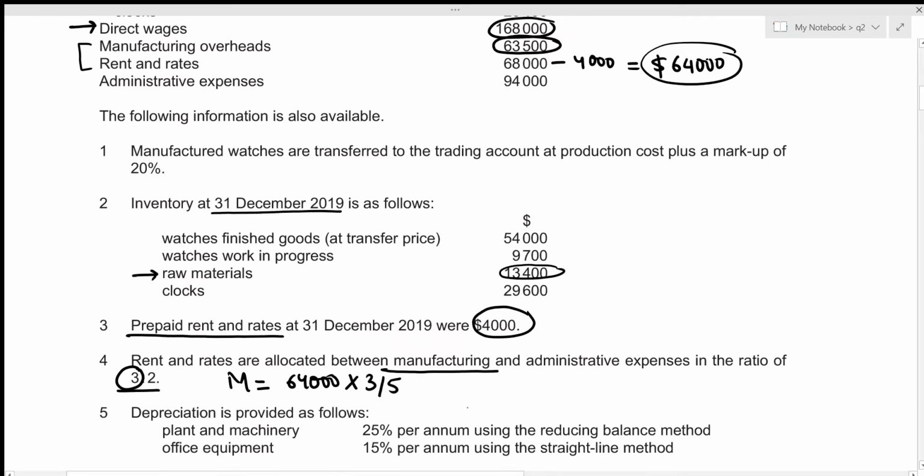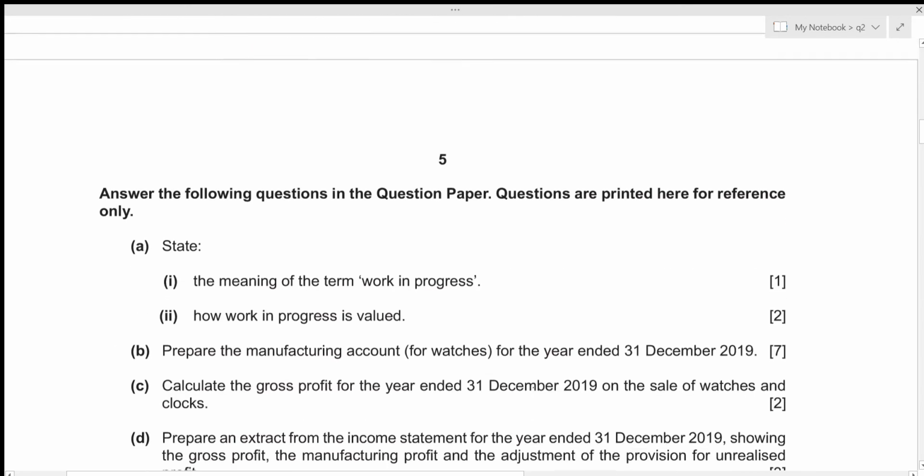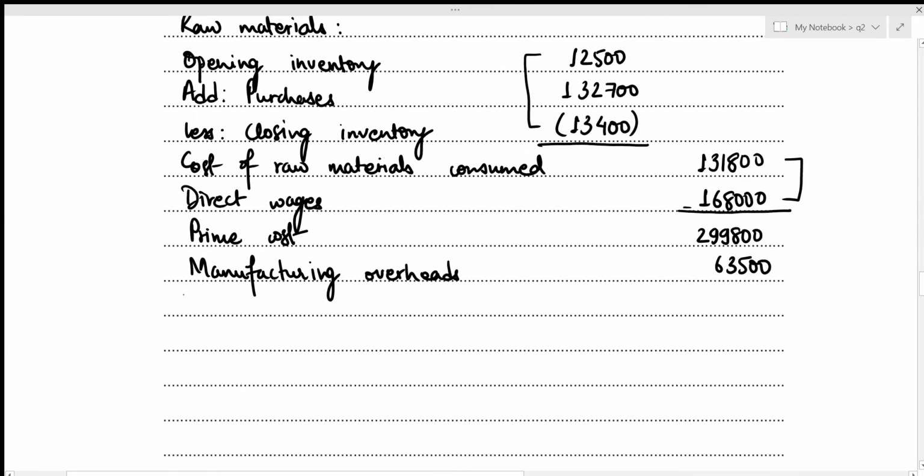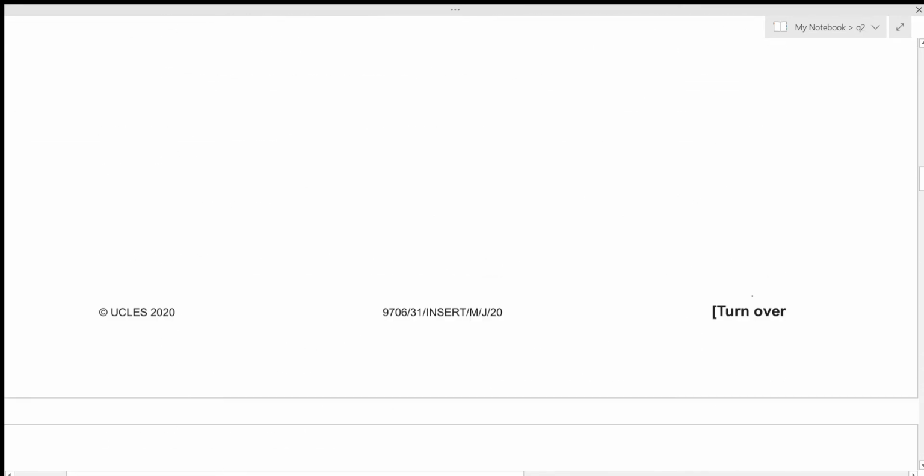So this gives the rent and rates allocated to our manufacturing expenses to be 64,000 times 3 by 5, which results in the value of 38,400. Let's include it to our prime cost. So that's going to be rent and rates of 38,400. Let's have a look at the information again.